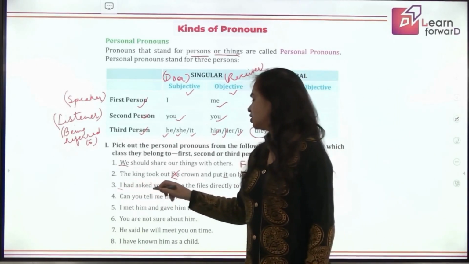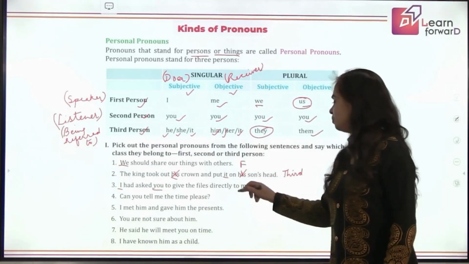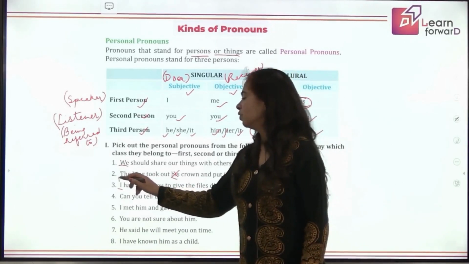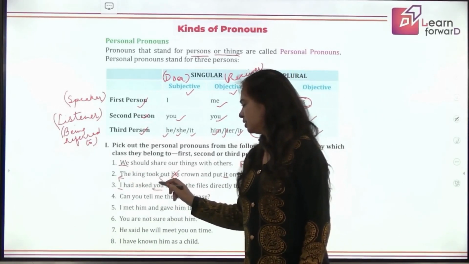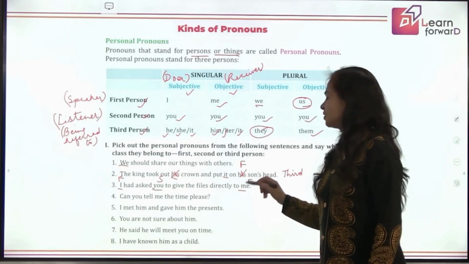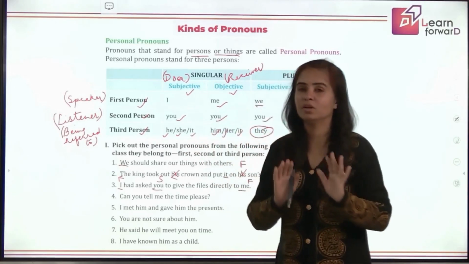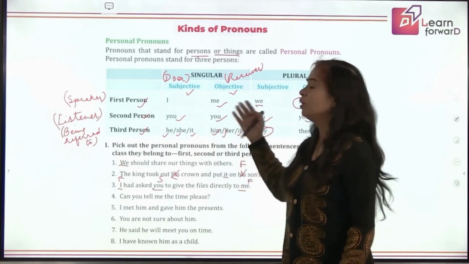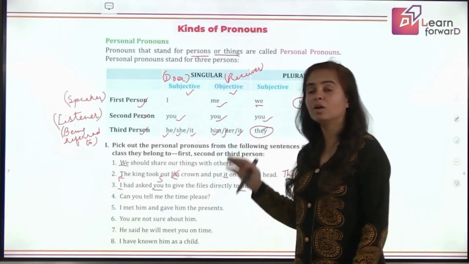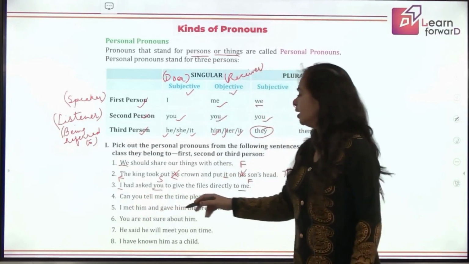I have asked you to give the files directly to me. Yes, me is also very good, correct. So, this is good: first person, second person, and again first person. So, what you can do, you can just paste this picture somewhere wherever you sit and study, and keep looking at it constantly. I'm sure you'll make a picture of it in your mind, and it will be faster and easier for you to memorize. Let's move to the next.